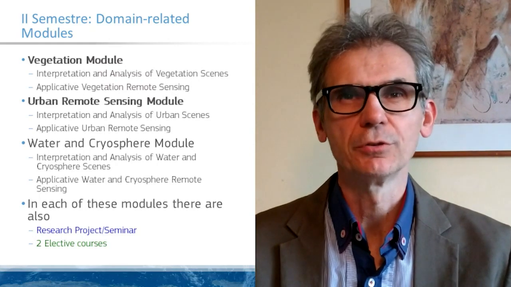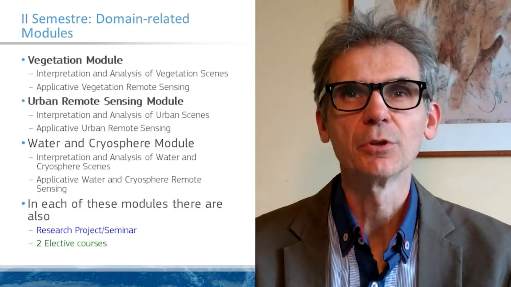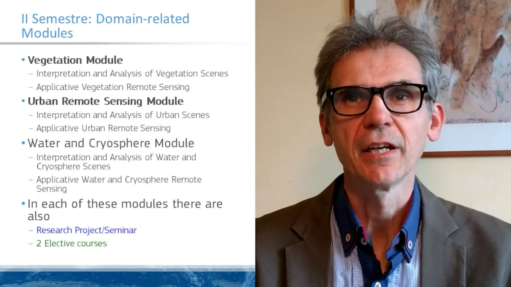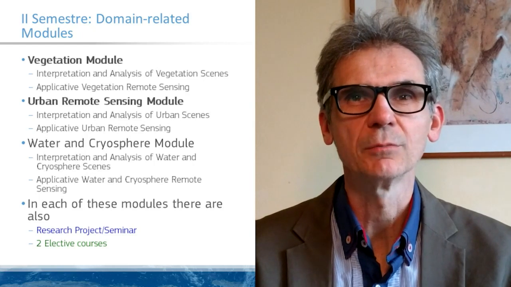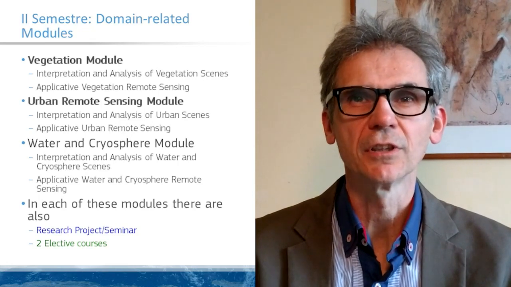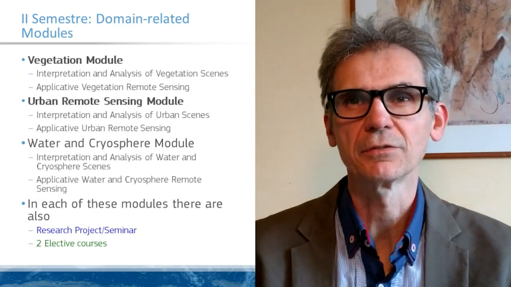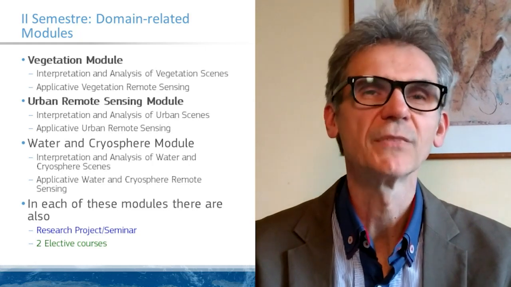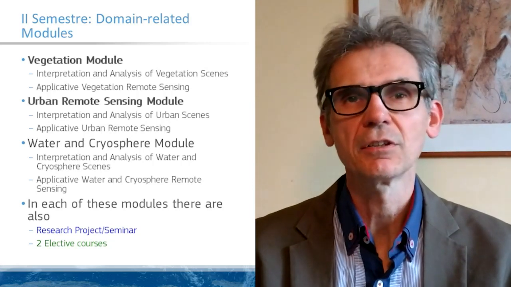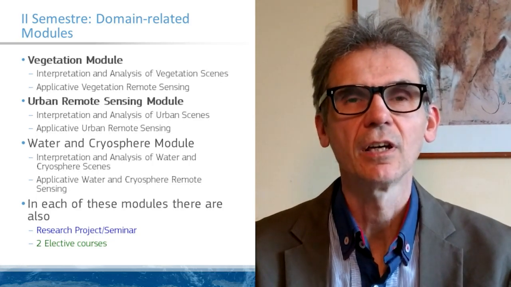3 domain-related modules are proposed in the second semester. The names of the courses within the modules are similar. However, the course contents are specialized and entirely devoted to the study of remote sensing methods for observing and analyzing all types of vegetation cover of the Earth in one module, urban scenes, all types of objects on the Earth's surface in urban areas in the second module, and water bodies and cryosphere of the Earth in the third module. So we divide land monitoring into vegetation, urban scene and water bodies.